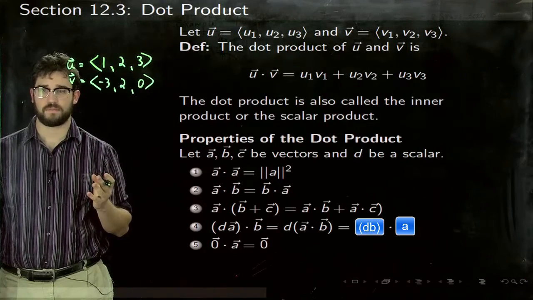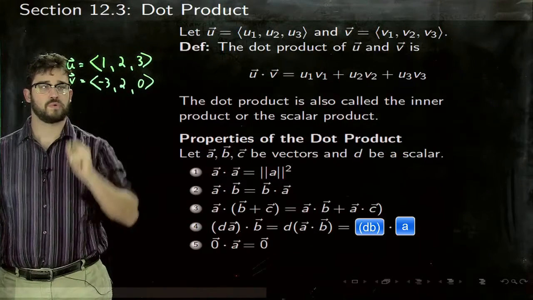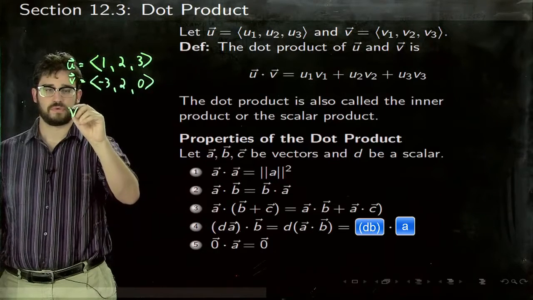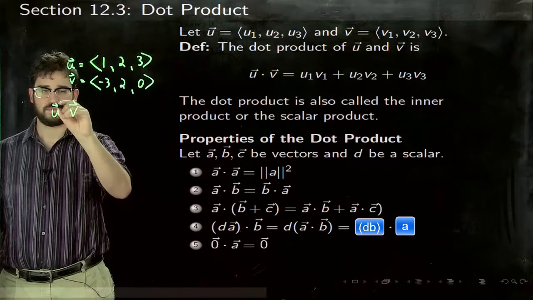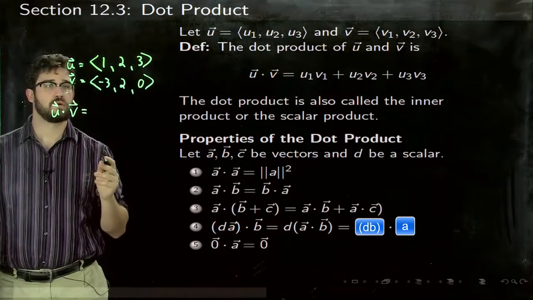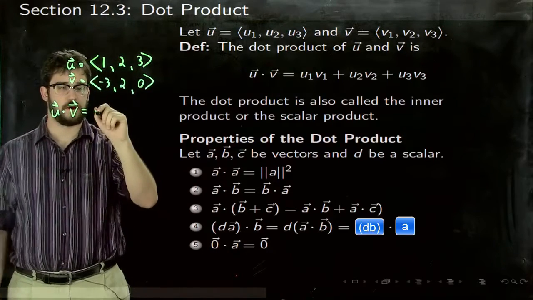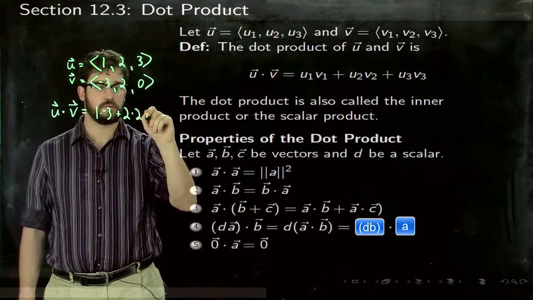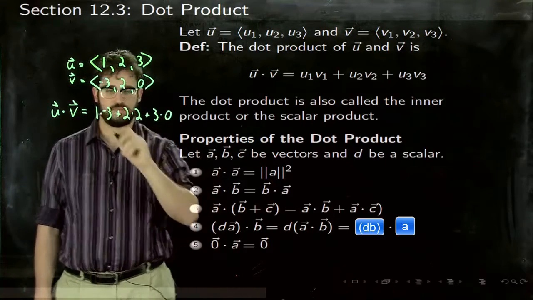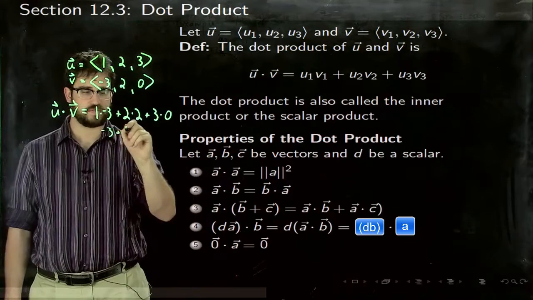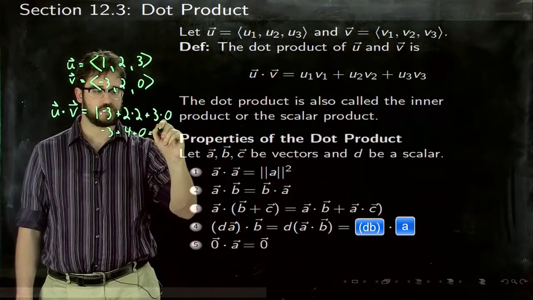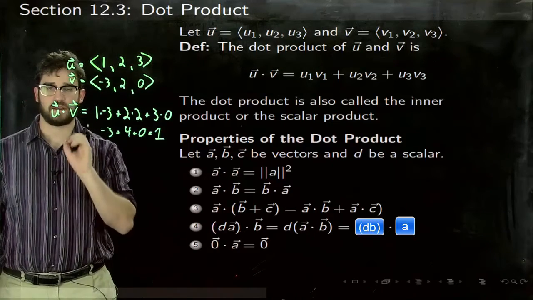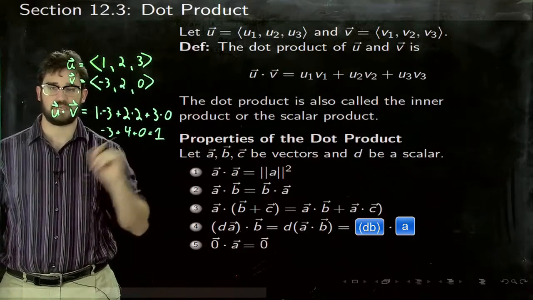As a quick example, if u was this vector and v was this vector, what would be u dot v? Well, we multiply the components, so we have 1 times negative 3 plus 2 times 2 plus 3 times 0. We have negative 3 plus 4 plus 0, which is just equal to 1. So the dot product of u and v would just be equal to 1.